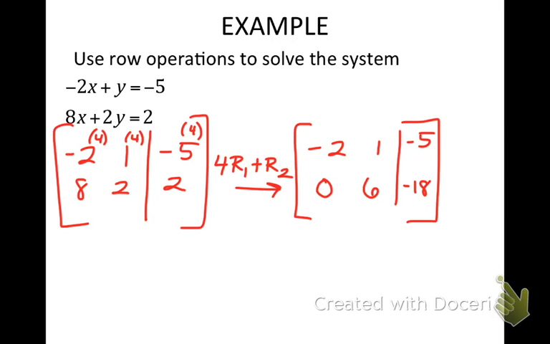So we got all of that by doing 4 times row 1, adding it to R2 to get my new R2. So now I've got my 0 in my left-hand corner. My next goal is to turn this into a 1. So what do I need to multiply row 2 by so that turns into a 1? 1/6. Good. So now I'm going to do a 1/6 R2.